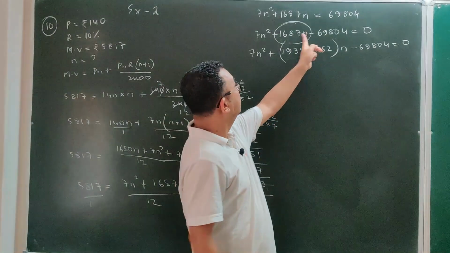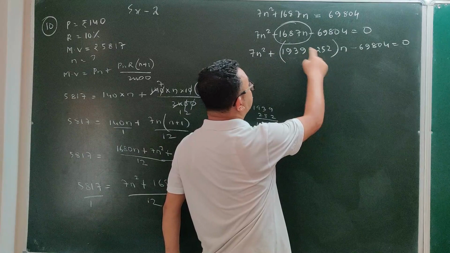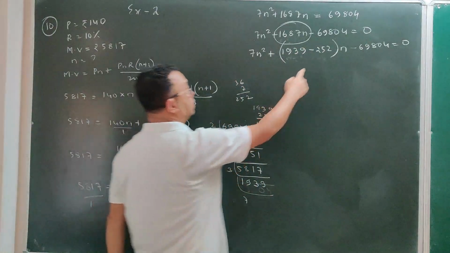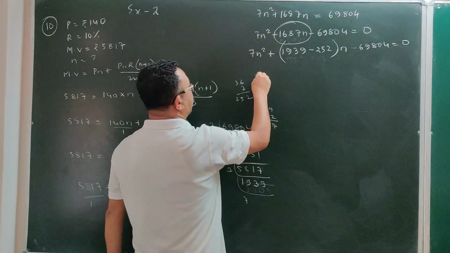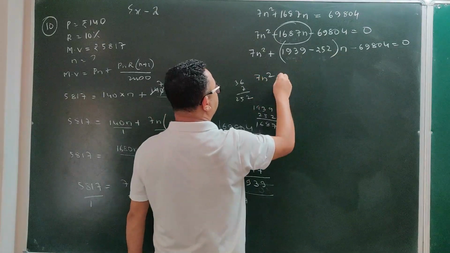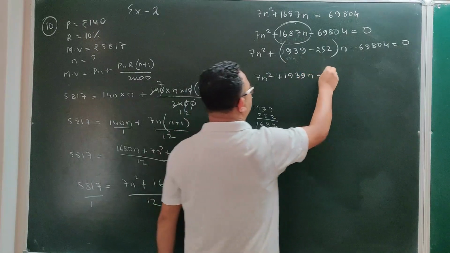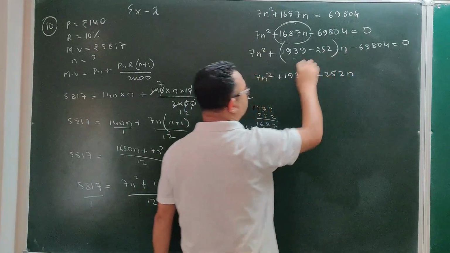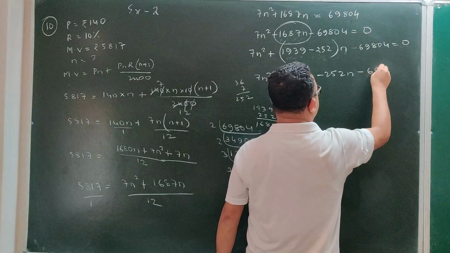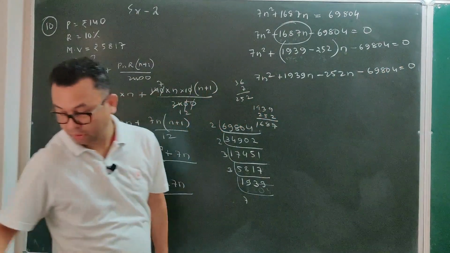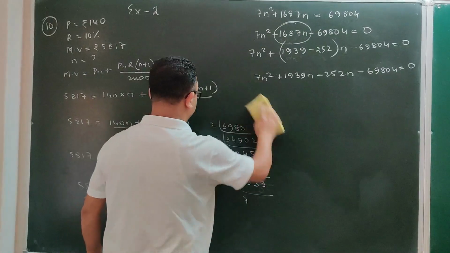Now this n. So instead of 1687, I wrote this minus this, which comes to 1687. As you can see here, the subtraction between the two is 1687 and n. Now 7n square. As you multiply with n, it will be 1939 n minus 252 n. So n is multiplying here. Minus this is 69804 equal to 0.